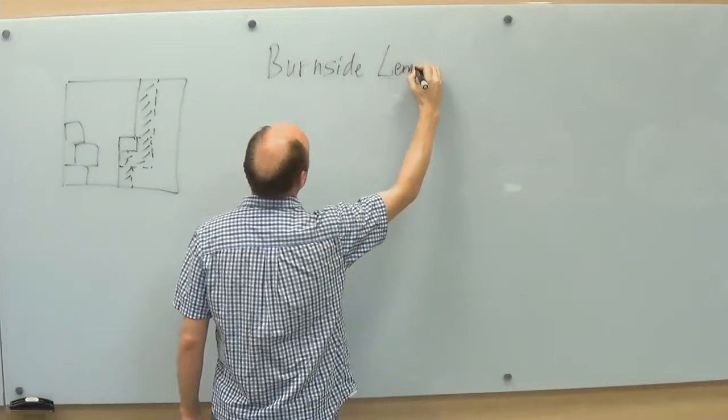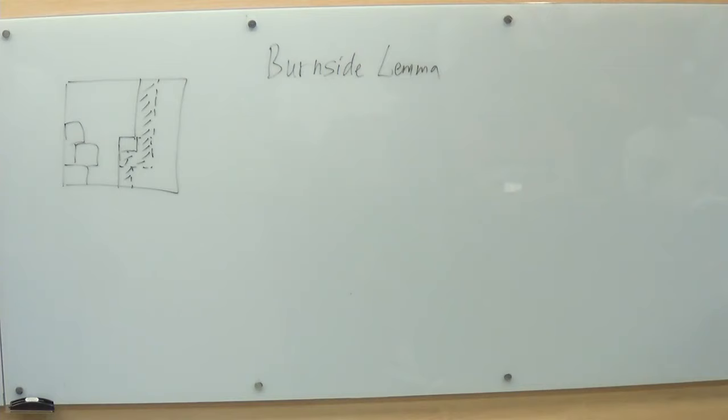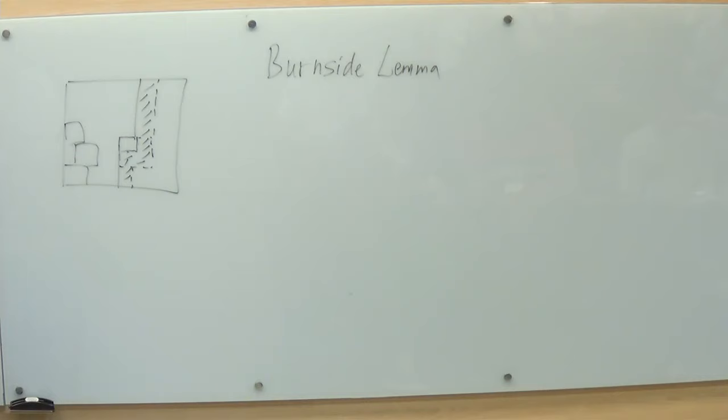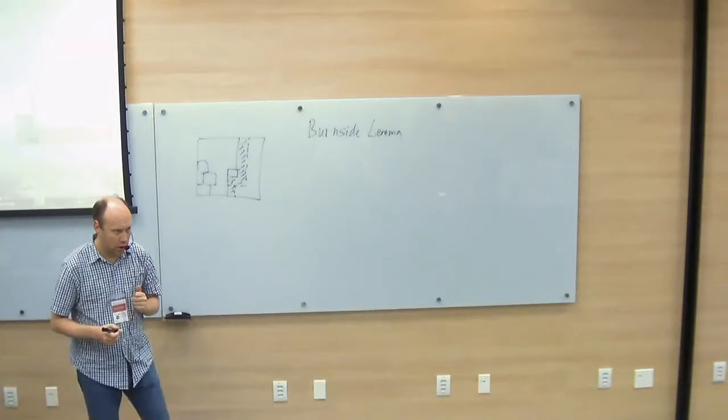What is the Burnside lemma? Who knows the Burnside lemma? Anybody? Well, a few of you. Okay. Some of you say, oh, maybe I have heard about that in my theory classes, but okay. So the Burnside lemma is the thing that allows you to count objects up to some equivalence relation. But not every equivalence relation is okay for the Burnside lemma.